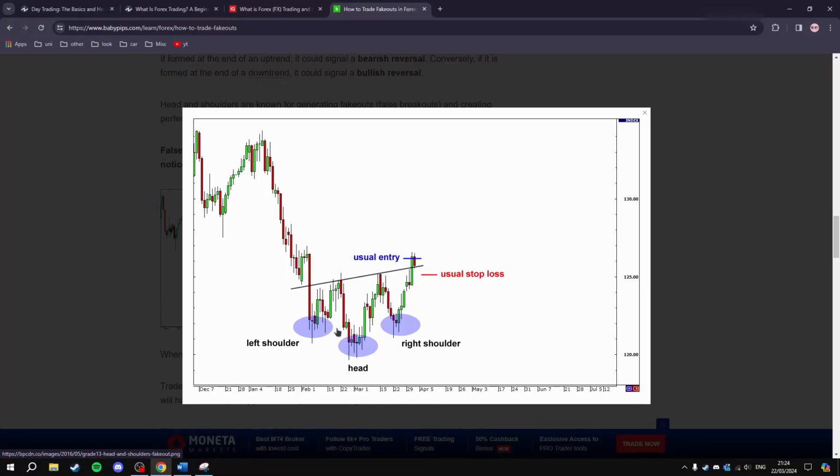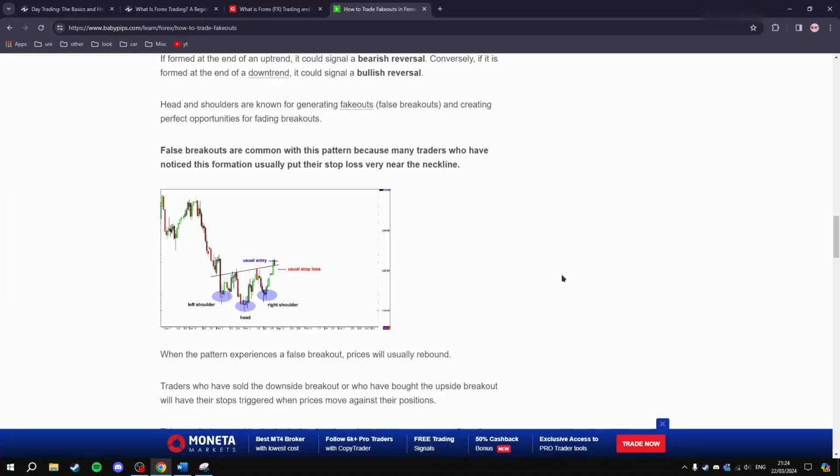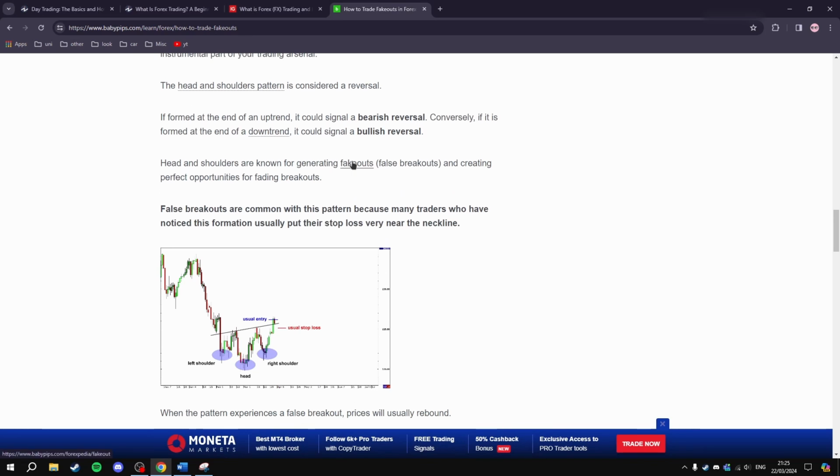So we've got the head and shoulders here. So we've got 1, 2, 3, the 3 peaks. Left shoulder, right shoulder, head. So this is formed at the end of the downtrend. So if it's formed at the end of the downtrend, it could signal a bullish reversal. So it could signal that the price is going to go upwards.